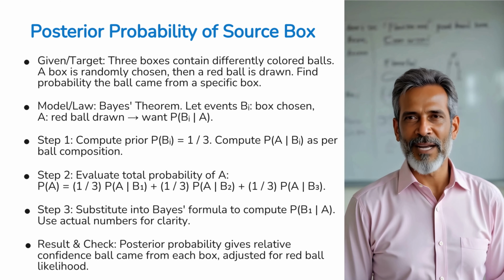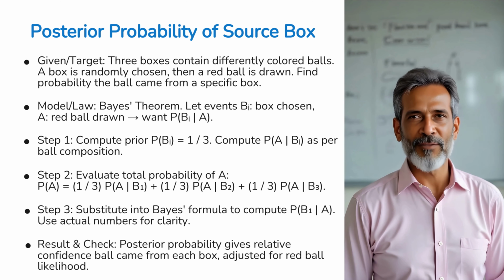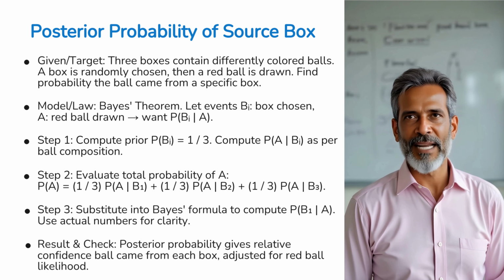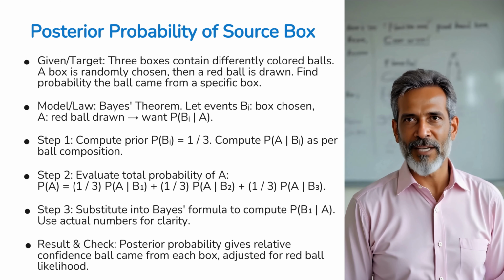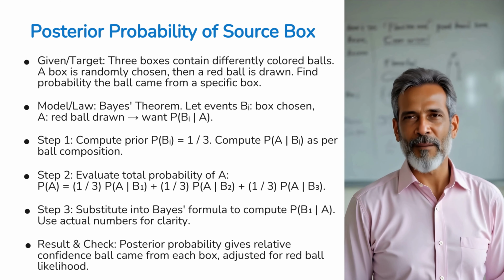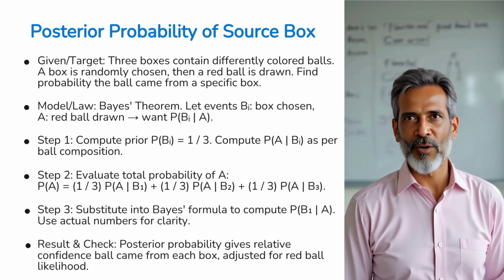Finally, apply Bayes' theorem to find P of B1 given A. P of B1 given A equals 1/3 times P of A given B1 divided by P of A. Substitute actual numbers from the ball counts to compute this clearly. The result gives us our updated confidence that the chosen red ball came from box 1, refined by how likely each box is to produce red balls. Excellent. Posterior probabilities like these show how Bayes' theorem updates beliefs based on observed data.